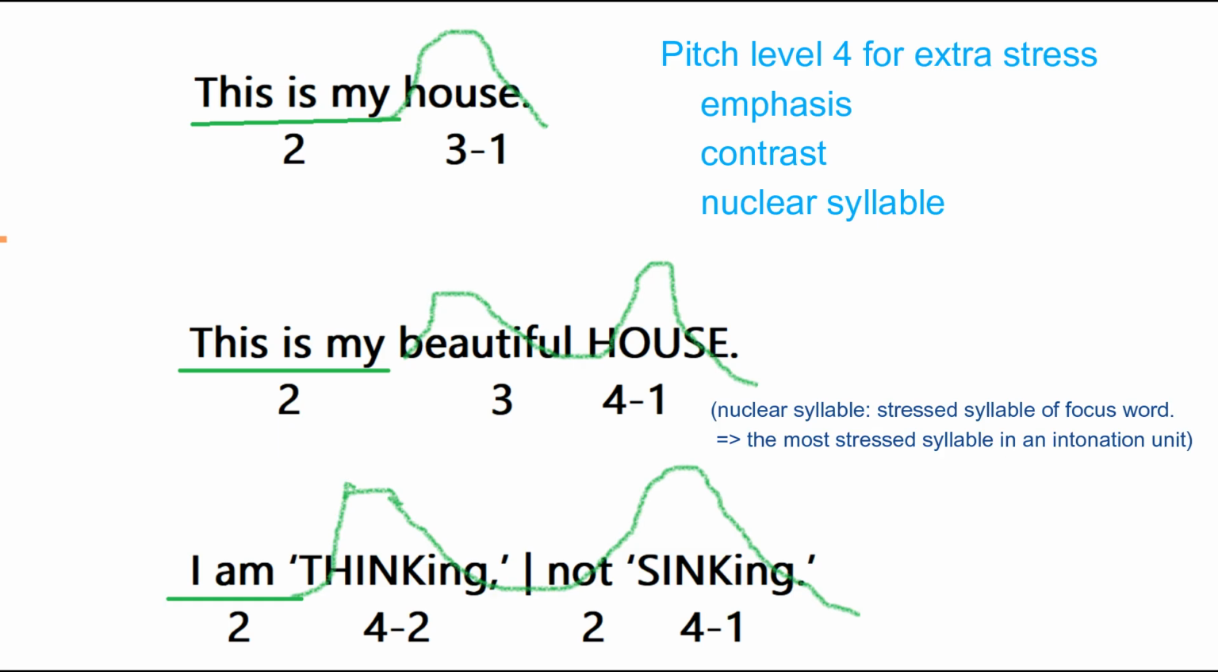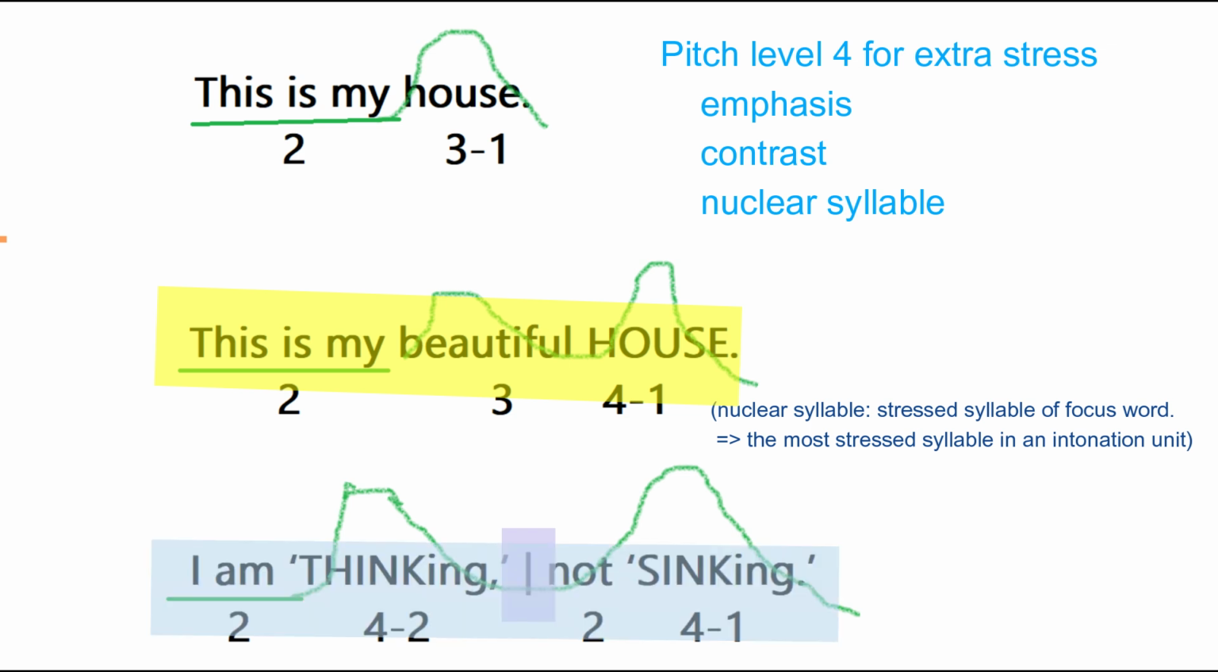These are example sentences that have level 4. Stressed syllables are in bold, and extra stressed syllables are in uppercase. A bar is used to divide the intonation units. "This is my beautiful house." "I am thinking, not sinking."